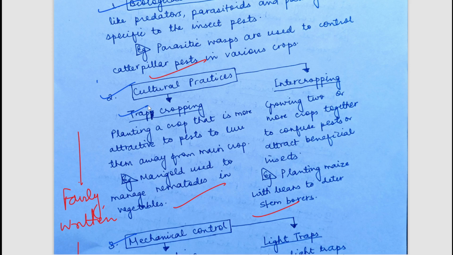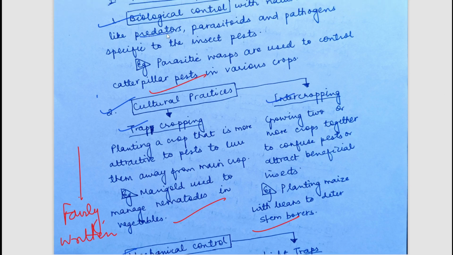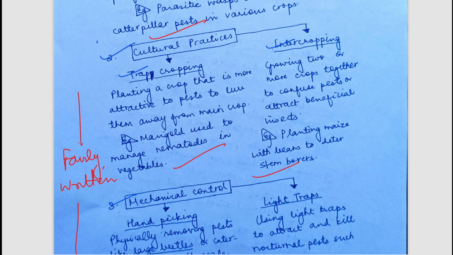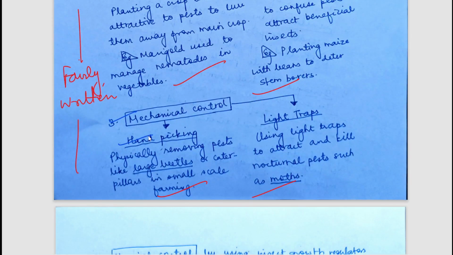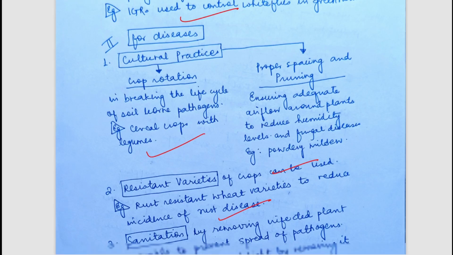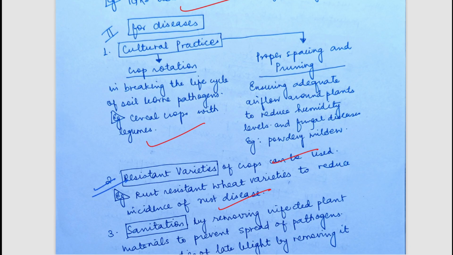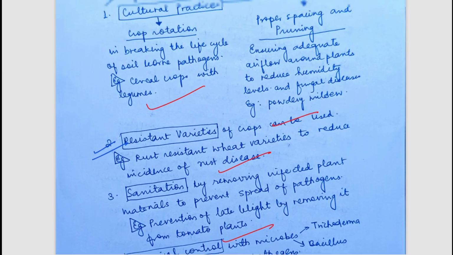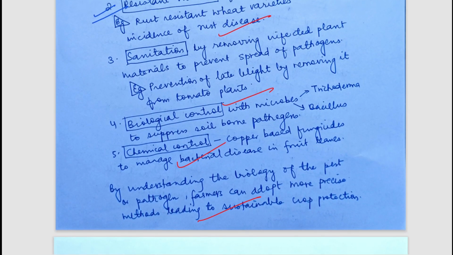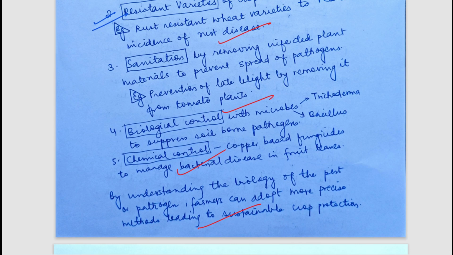In cultural control, we can use trap cropping, intercropping. In biological control, we can use predators, parasitoids, pathogens, which can impact and affect the pests. In mechanical control, hand picking, light traps, pheromone traps, these things can be used. For diseases also, the same cultural practices, use of resistant varieties have been also mentioned. Okay, sanitation, biological control, chemical control, so everything has been well mentioned. So I hope you read the answers at different intervals, and this answer copy would have helped you in analysis of your answers also, and how to enhance your answer writing skills also.